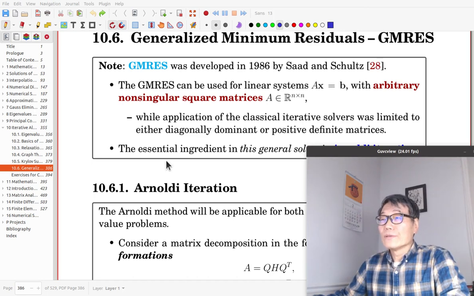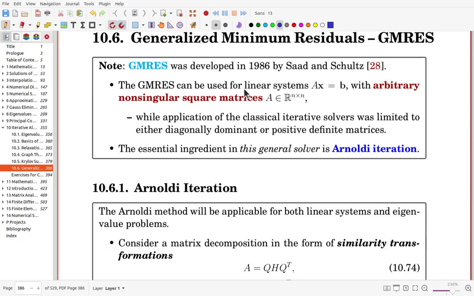In this section, you will study the GMRES, Generalized Minimum Residuals. The GMRES can be used for solving linear systems Ax = b with arbitrary non-singular square matrices A. The application of the classical iterative solvers, such as relaxation methods and the conjugate gradient method, was limited to either diagonally dominant or symmetric positive-definite systems.